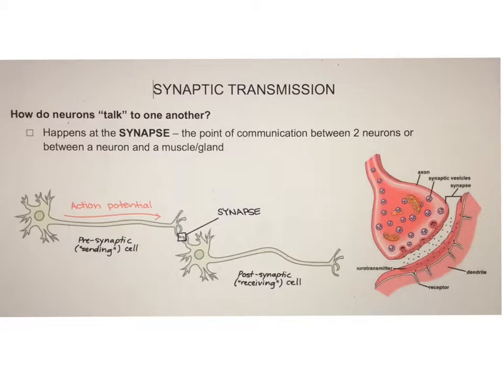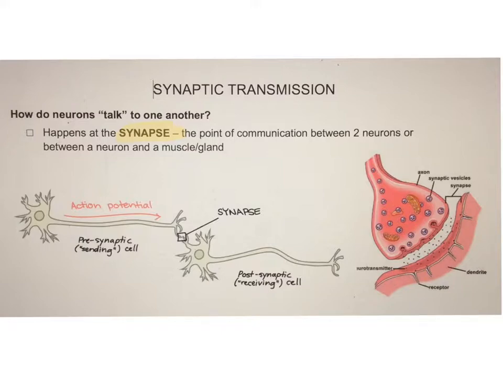As we mentioned before, this communication happens at the synapse. The synapse is this area. It's the point of communication between the two neurons, or between a neuron and a muscle or gland. In this case, it looks like a muscle that it's sending the message to. So this neuron is connected to the muscle and it's sending this chemical signal to tell it what to do, whether it's to walk or to remove their hand from a hot object, whatever the message is.